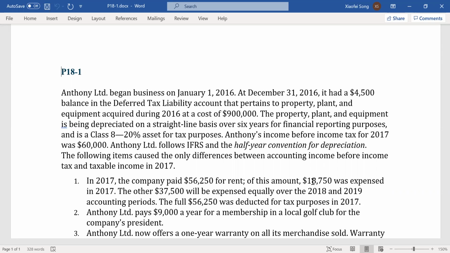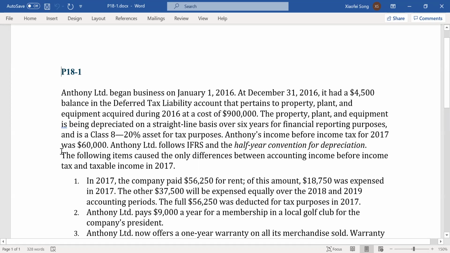2016 is done, and they already did whatever they have to do. They already recorded the deferred tax liability. Okay, so we start with the opening balance. That's what it says, because the example we did started with nothing, right?